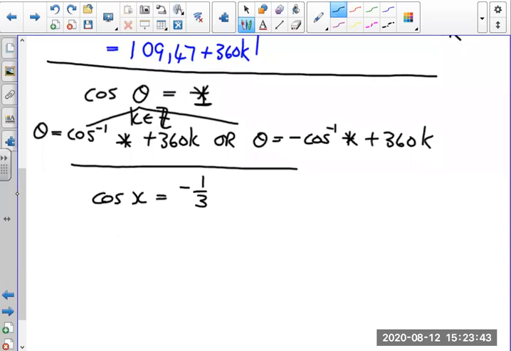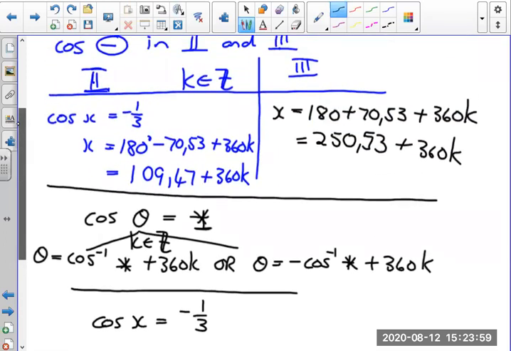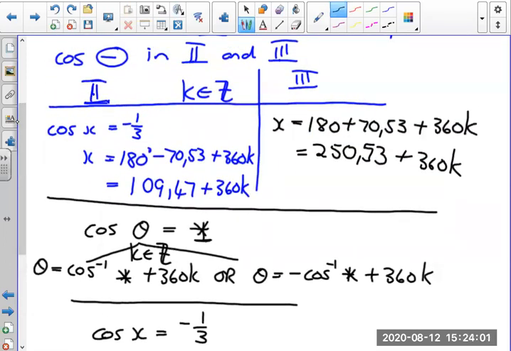Okay, ma'am. I wanted to ask on the table where there's Roman figure 2, the last answer that we got, the 109,47. How do we get to that? I subtracted 70,53 from 180.